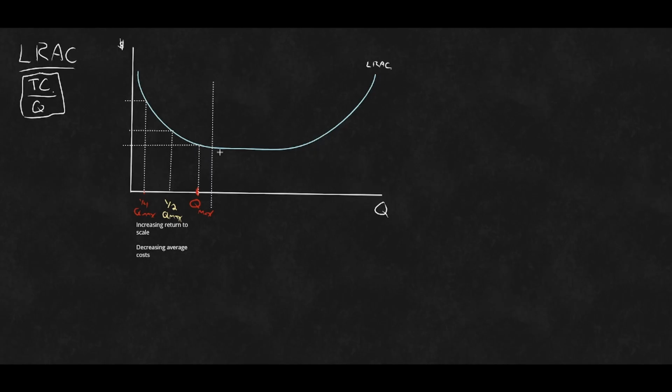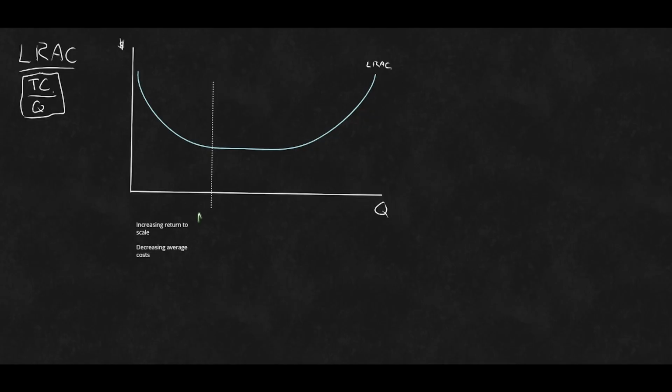Let's keep talking about the rest of the shape of these curves. Okay, so as we're going through, we've taken a look at our increasing returns to scale, our decreasing average costs, right at this dotted line where we pivot from decreasing average costs to what we would call constant costs.